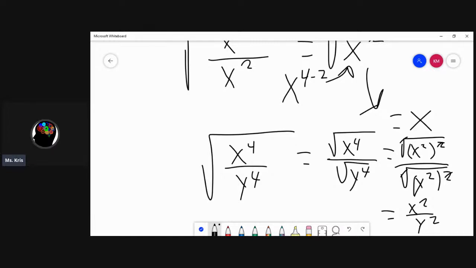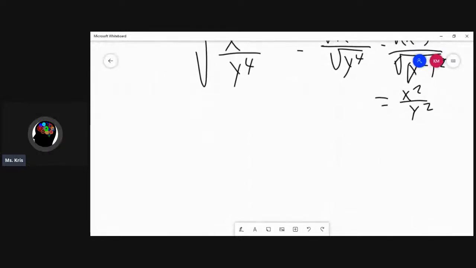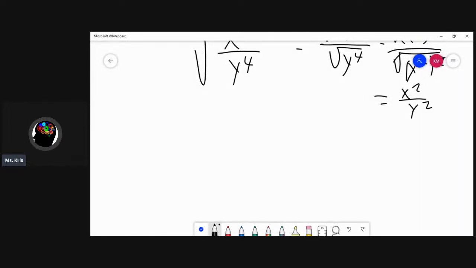Now, what happens if there's a radical in the bottom, in my denominator, and it's just letters. The same rule applies as if it was just numbers. You must rationalize your denominator.